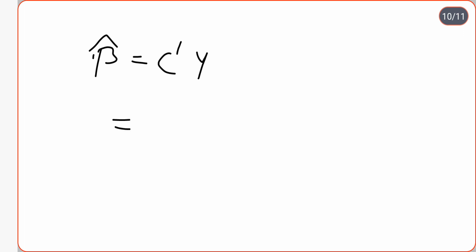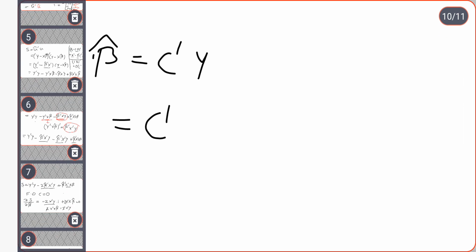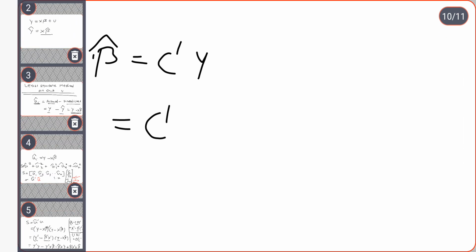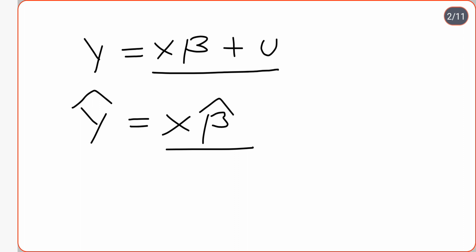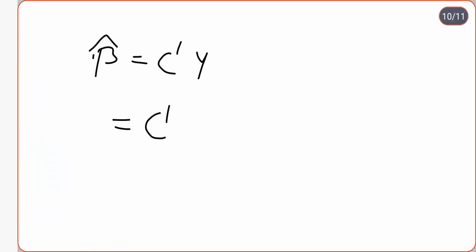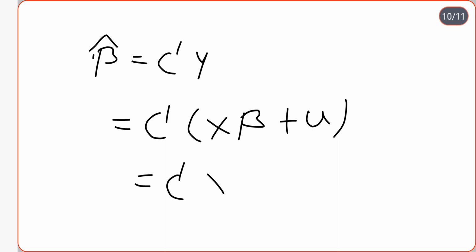So beta hat is now c prime y. In place of y, can I write this? This was our equation, right? Y equals x beta plus u. So in place of y, can I write x beta plus u? If I multiply it, it becomes c prime x beta plus c prime u.